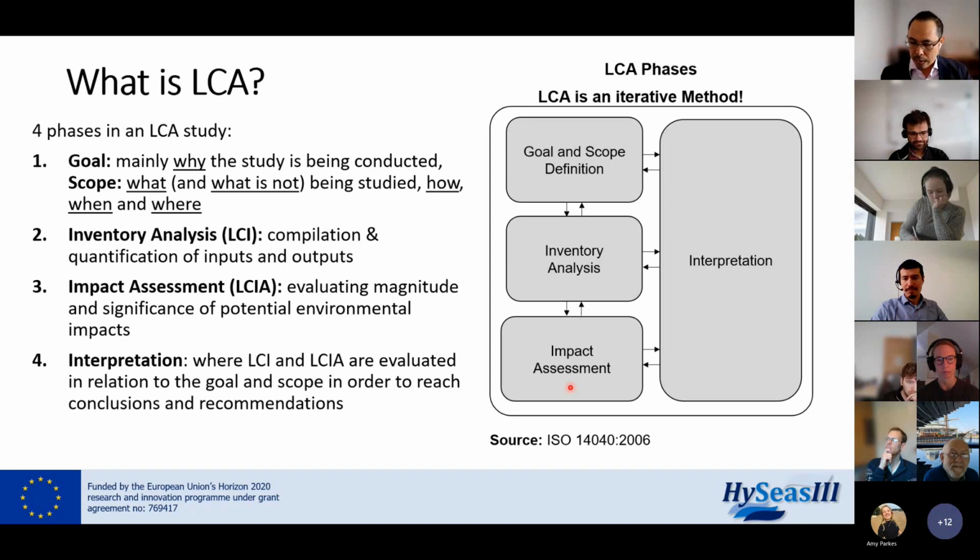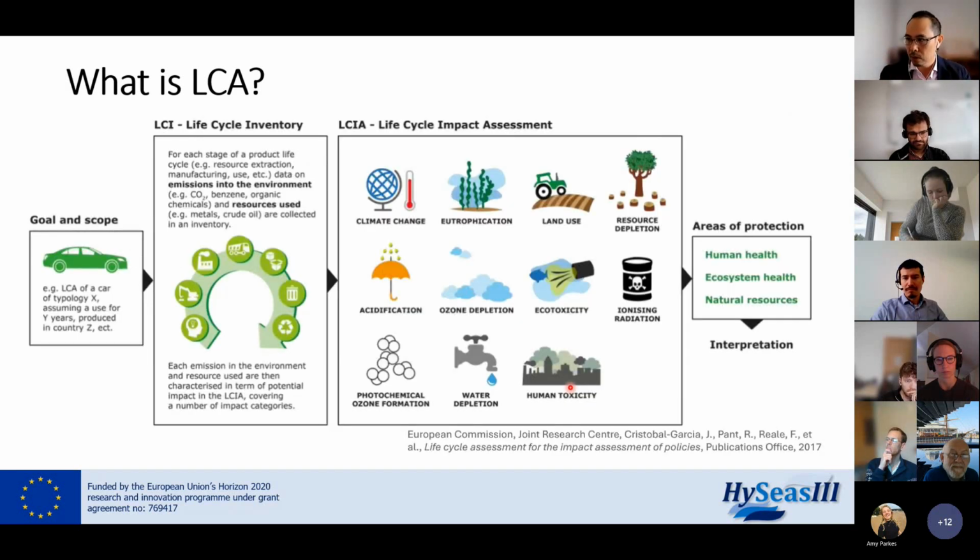This is all a bit abstract, so let's do it in a slightly different way. Your goal and scope could be an LCA of a car of a particular type, assuming a use for a number of years, produced in a certain country, etc. Your life cycle inventory then looks around, starting from each stage of the product life cycle, resource extraction all the way to recycling. What's being extracted, what's being emitted into the environment, resources being used, etc.